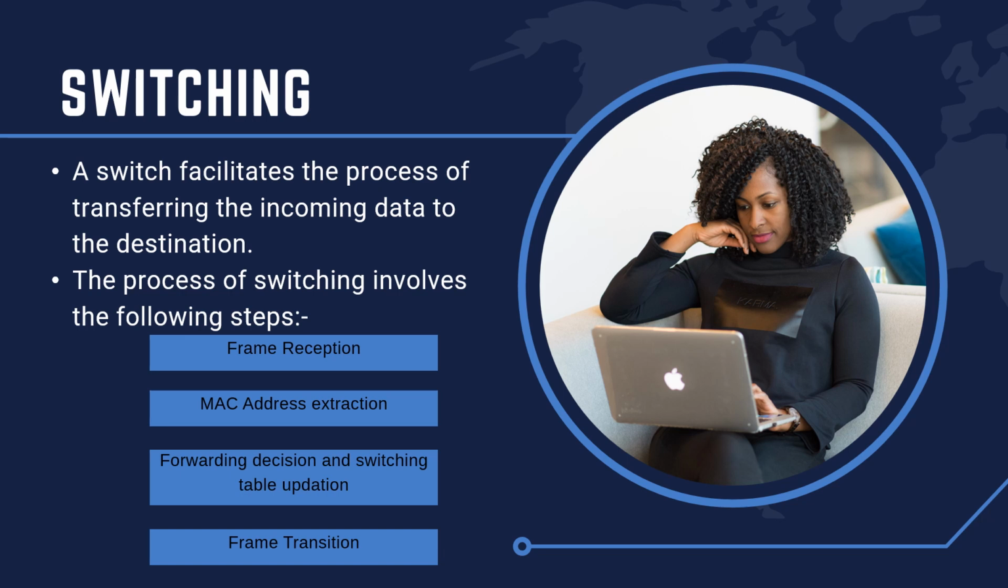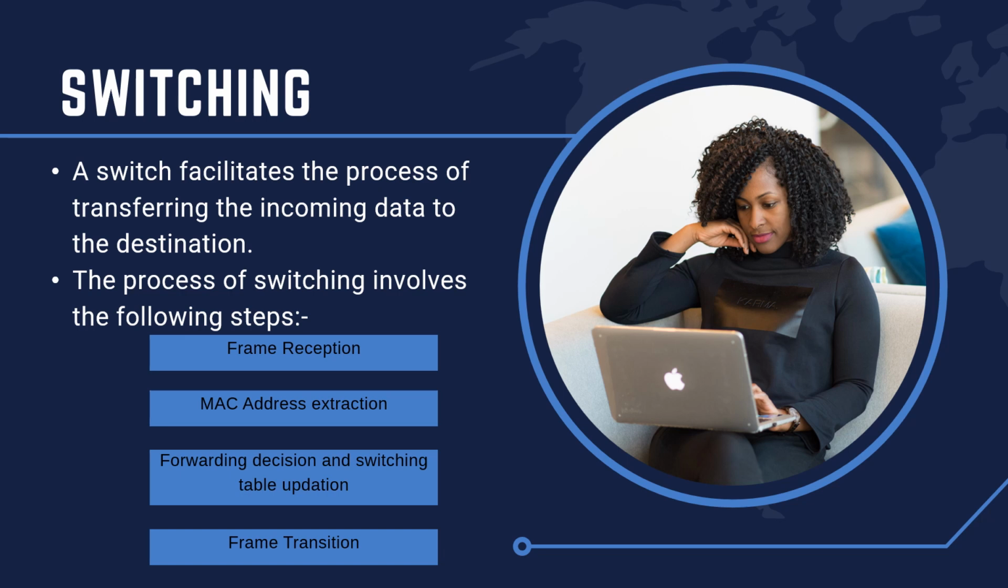Now, there are two possibilities. Either the switch could have found the port from the switching table or it couldn't have, right? The next step is forwarding decision and switching table updation. Based upon the two cases that I told you above, if the switch has found the port, it would simply forward the data to the respective port. But if it hasn't found the port, it will follow the process of flood processing. I'll repeat, it will follow the process of flood processing.